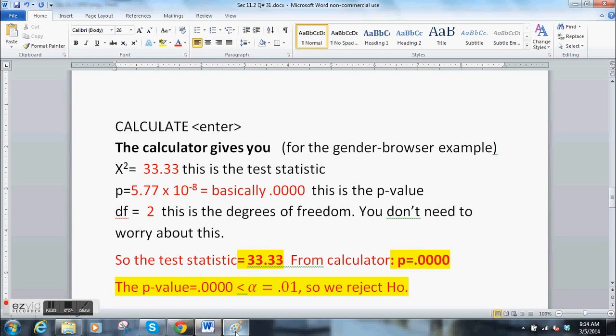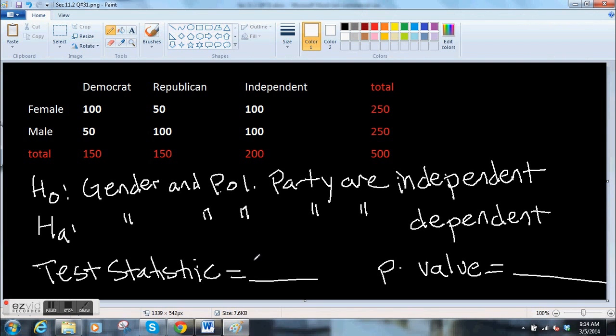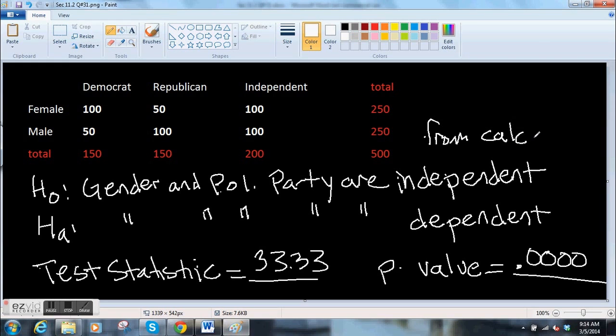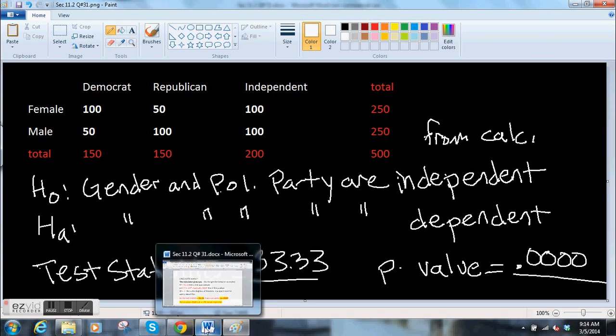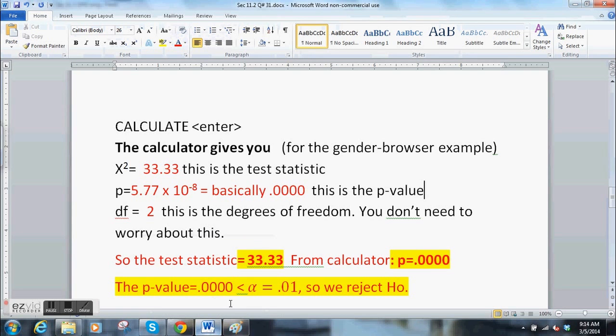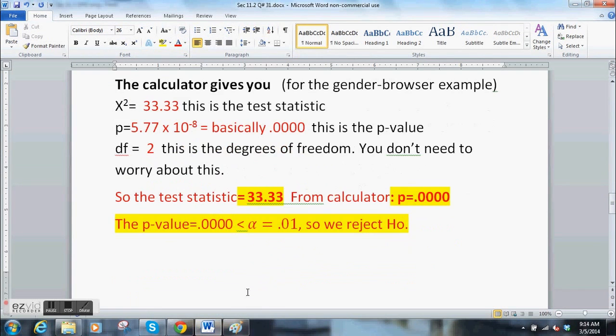So, your test statistic, let's go back here, filling this out, you want to write the test statistic is 33.33, and the p-value is basically, you can write it like this, 0.0000. And if you're doing this on a test, you can write from calculator. These chi-squared questions, you will not have that much writing down if you're using the calculator.